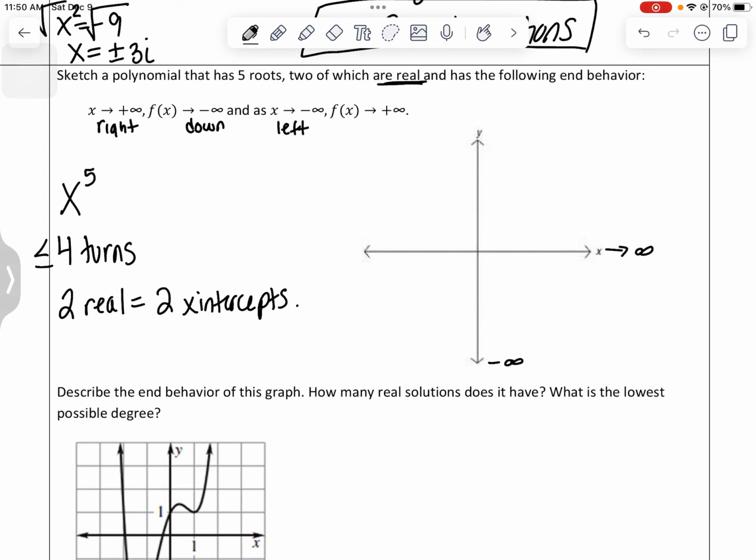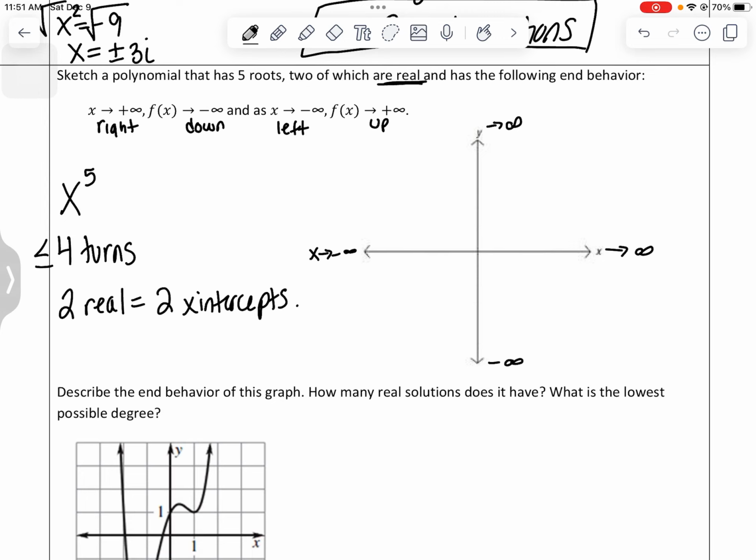And then as x is going to negative infinity, that's the left. That means as x is decreasing, as you're picking smaller x values, your function is going to positive infinity, which means that the function is increasing or going up on the left side. So let's see what we can come up with here. On the right, we're going down, and on the left, we're going up.